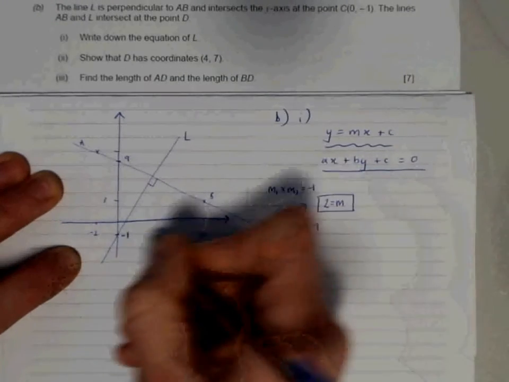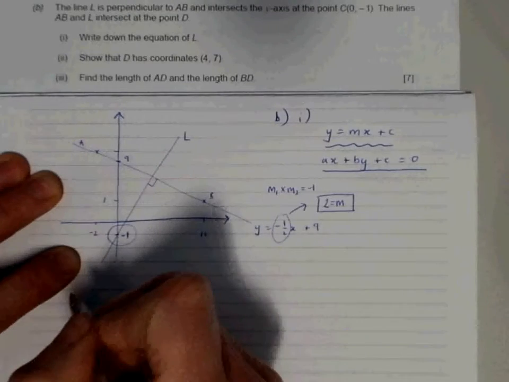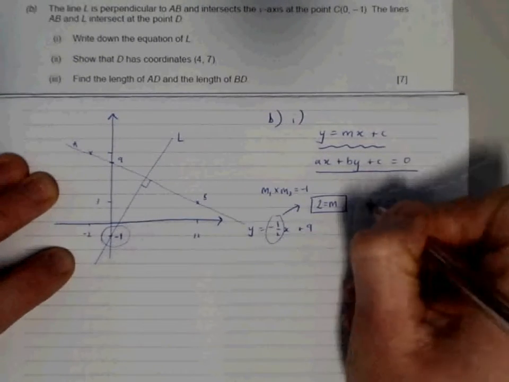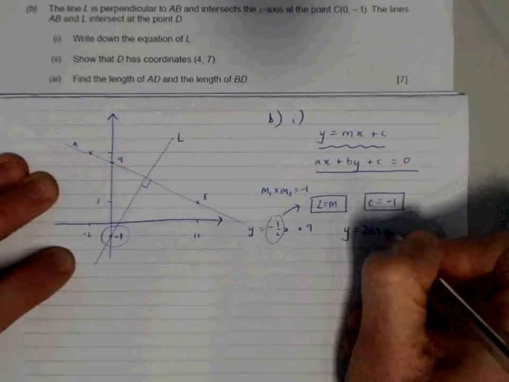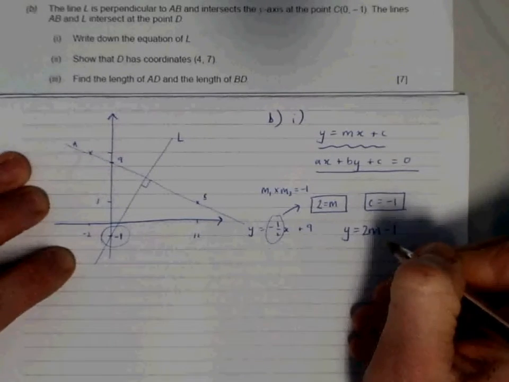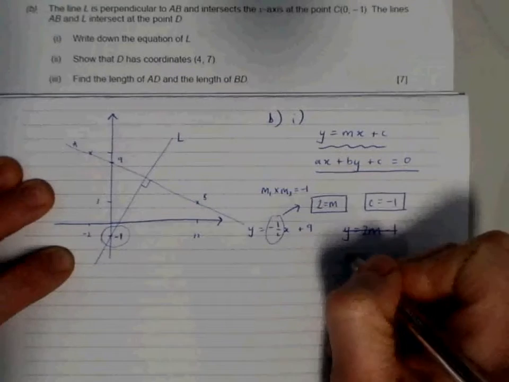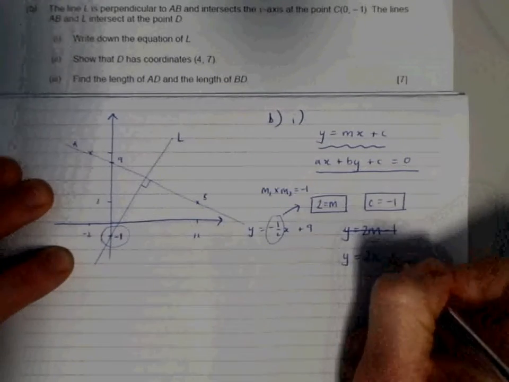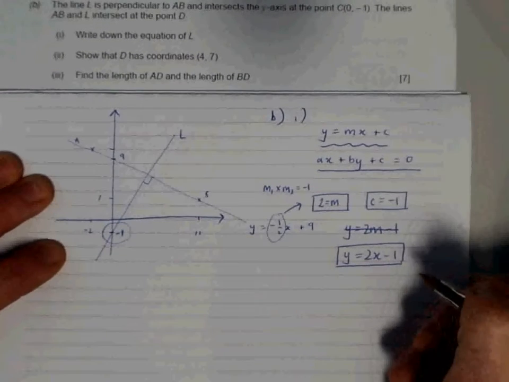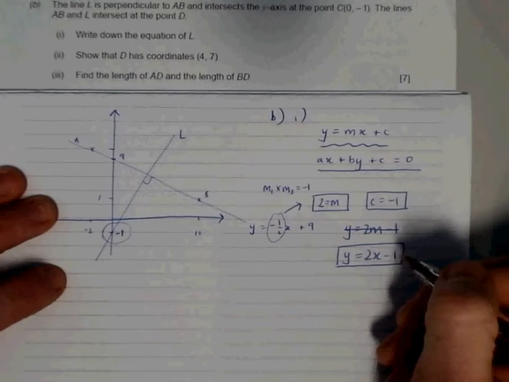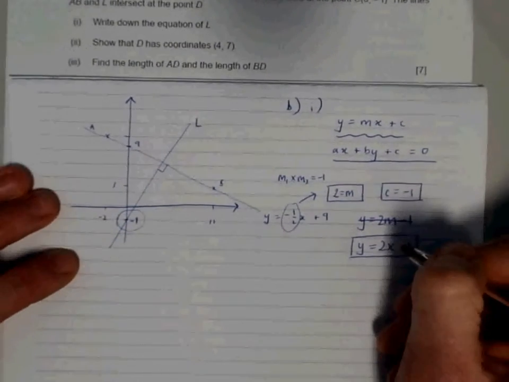We also know the y-intercept is minus 1. So we know that c is minus 1. So for this second line, we can just write down that y equals 2m minus 1. And that's our second line. Nope, not 2m. Stupid. 2x minus 1. Okay, so we've got the gradient. We've got the equation of our line. If it says write down, you should be able to pluck it out of your brain somewhere.